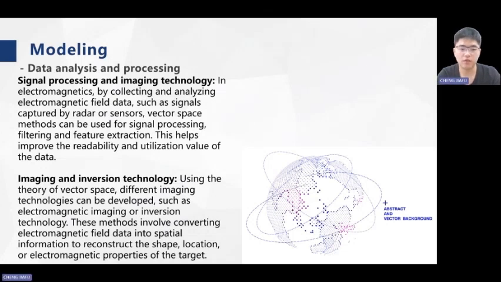Imaging and inversion technology. Using the theory of vector space, different imaging technologies can be developed, such as electromagnetic imaging or inversion technology. This method involves converting electromagnetic field data into spatial information to reconstruct the shape, location, or electromagnetic properties of the target.